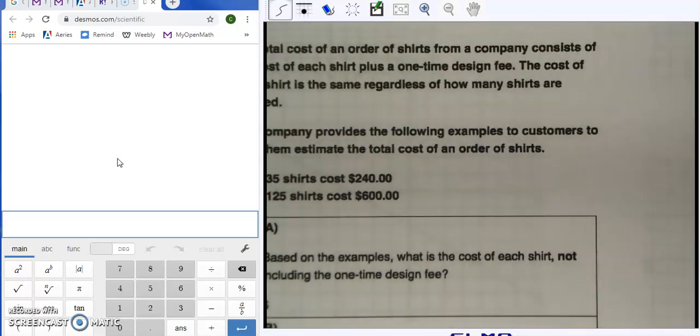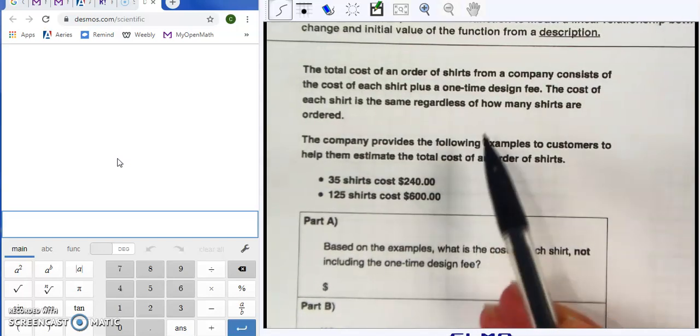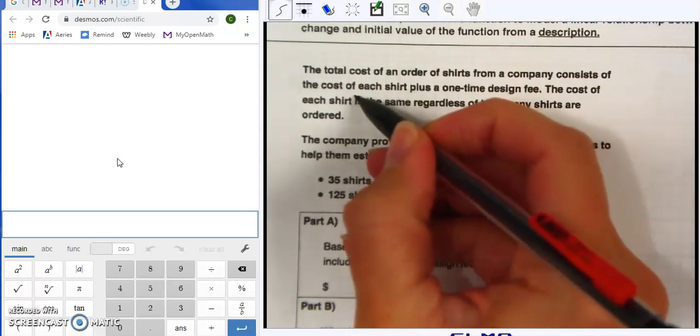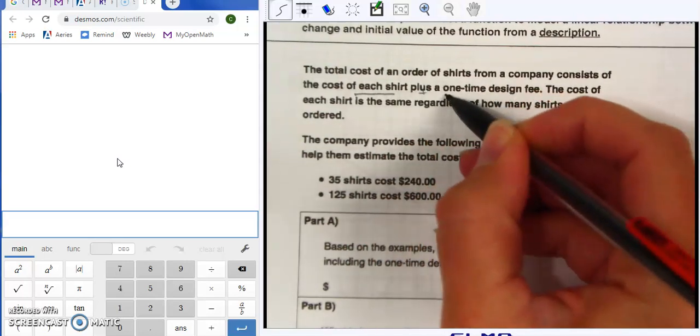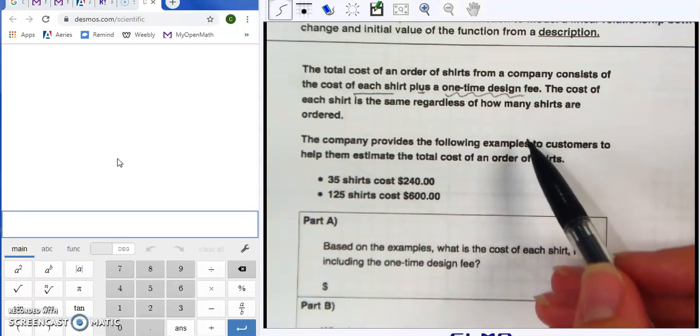The total cost of an order of shirts from a company consists of the cost of each shirt plus a one-time fee. So we know it's the cost of each shirt plus the one-time fee. So that should sound familiar. The one-time fee has to be charged no matter what.